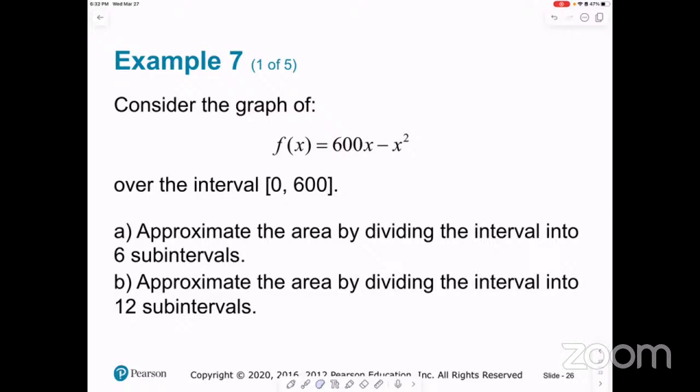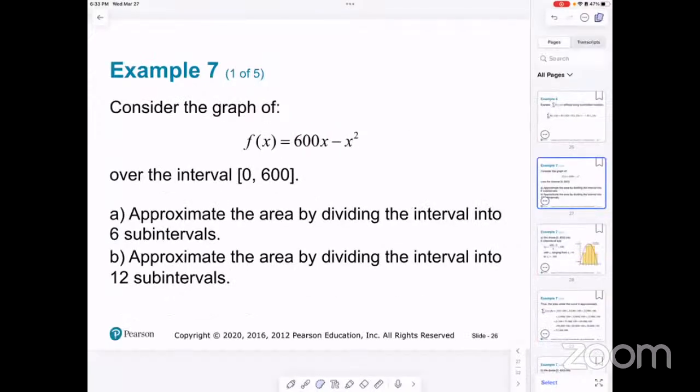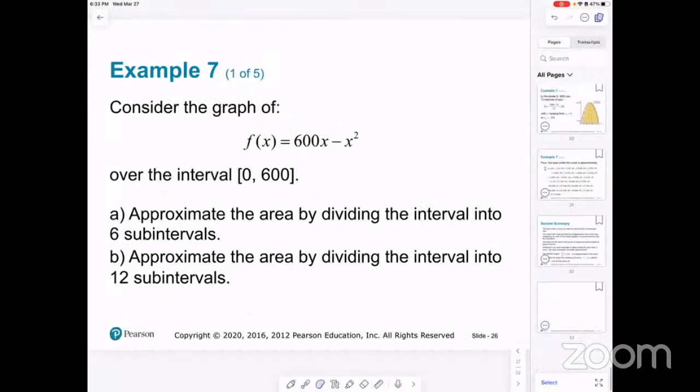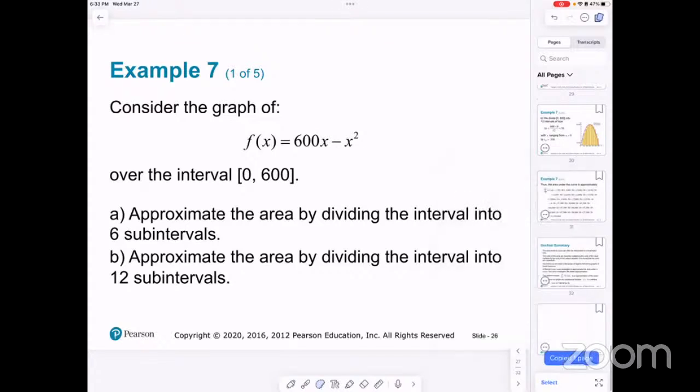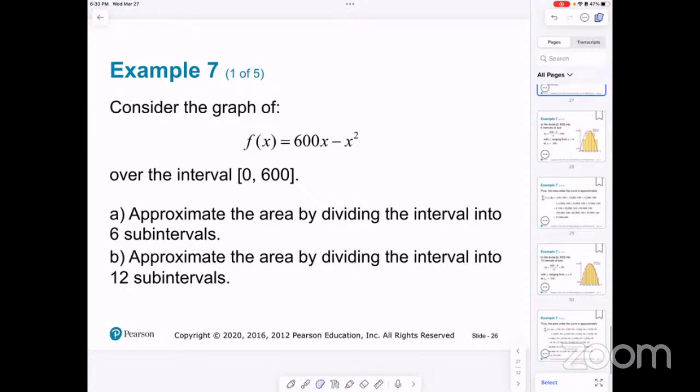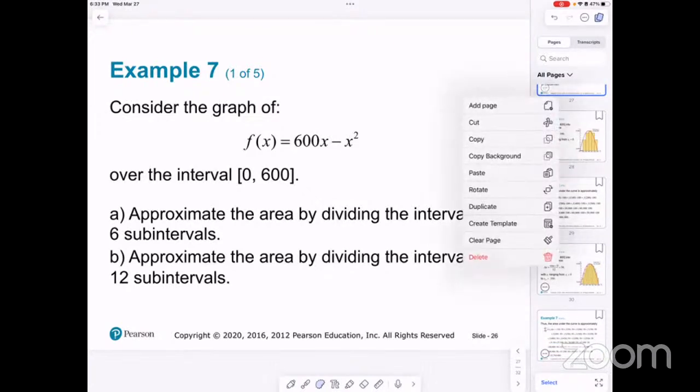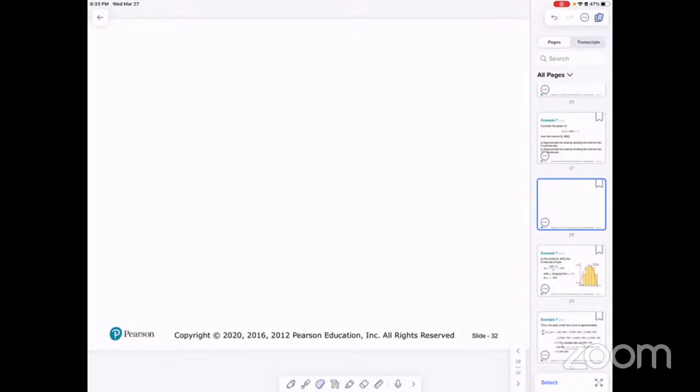So we're going to need some space. What slide is this? 27. Copy. Paste. Okay.